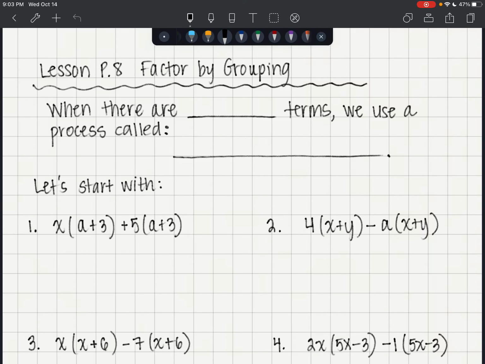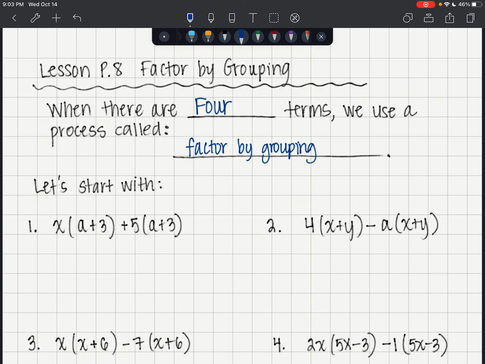Another technique of factoring is by grouping. When there are four terms, we use a process called factor by grouping. This is the only time that we are going to factor using this technique.